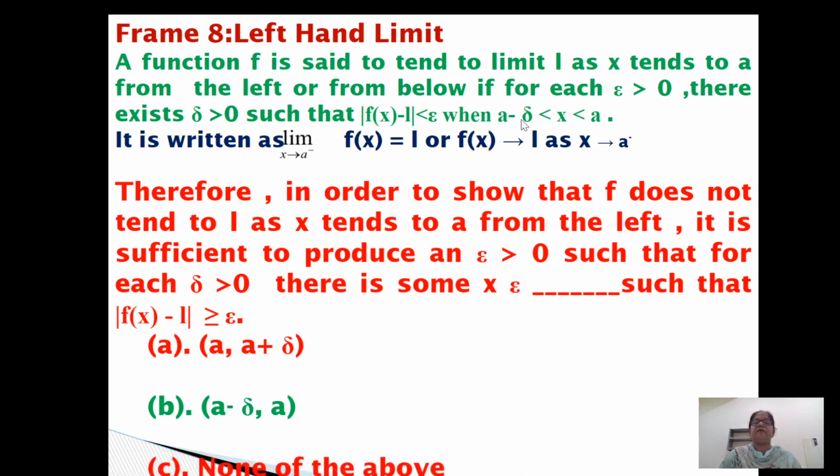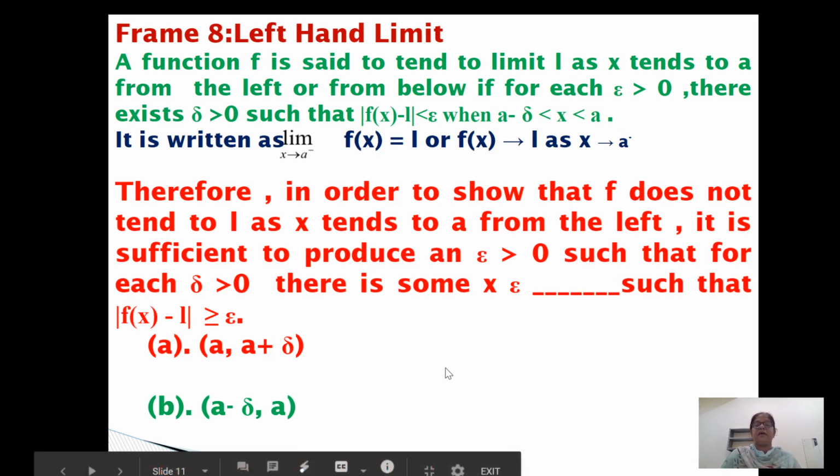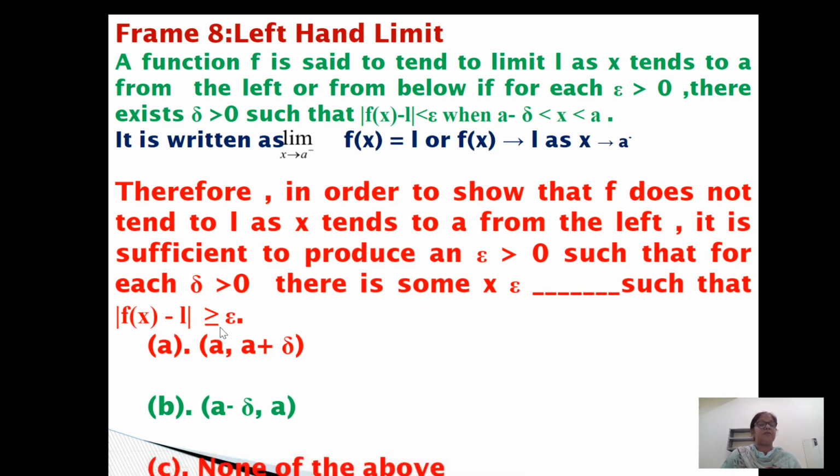For the left hand limit, the difference will be here, modulus of x minus L is less than epsilon, it will be the same. But x lies between the open interval a minus delta and a. So when you have to define that f does not have the limit, you will say that x belongs to (a minus delta, a) for which modulus of x minus L is greater than or equal to epsilon. That means greater than or equal to epsilon, so your left hand limit does not exist. But if modulus of f of x minus L is less than epsilon, then the left hand limit exists.